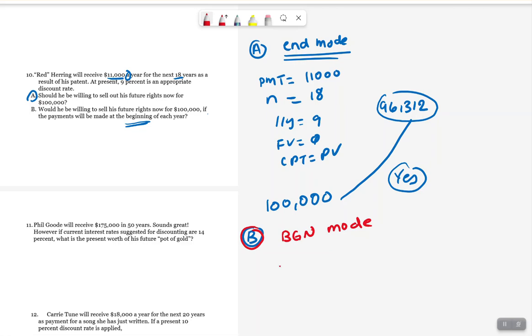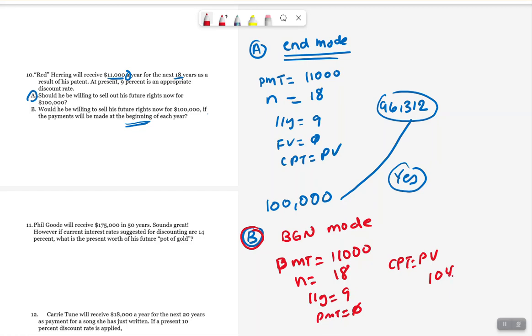We wanted to know if it's worth more or less than 100,000. Like if somebody's giving you 100,000, should you take that option or not? In this case, your payment is 11,000, your N is 18, your I/Y is 9, and your future value is equal to 0. You're going to compute your present value. In this case, your present value will be worth 104,980.